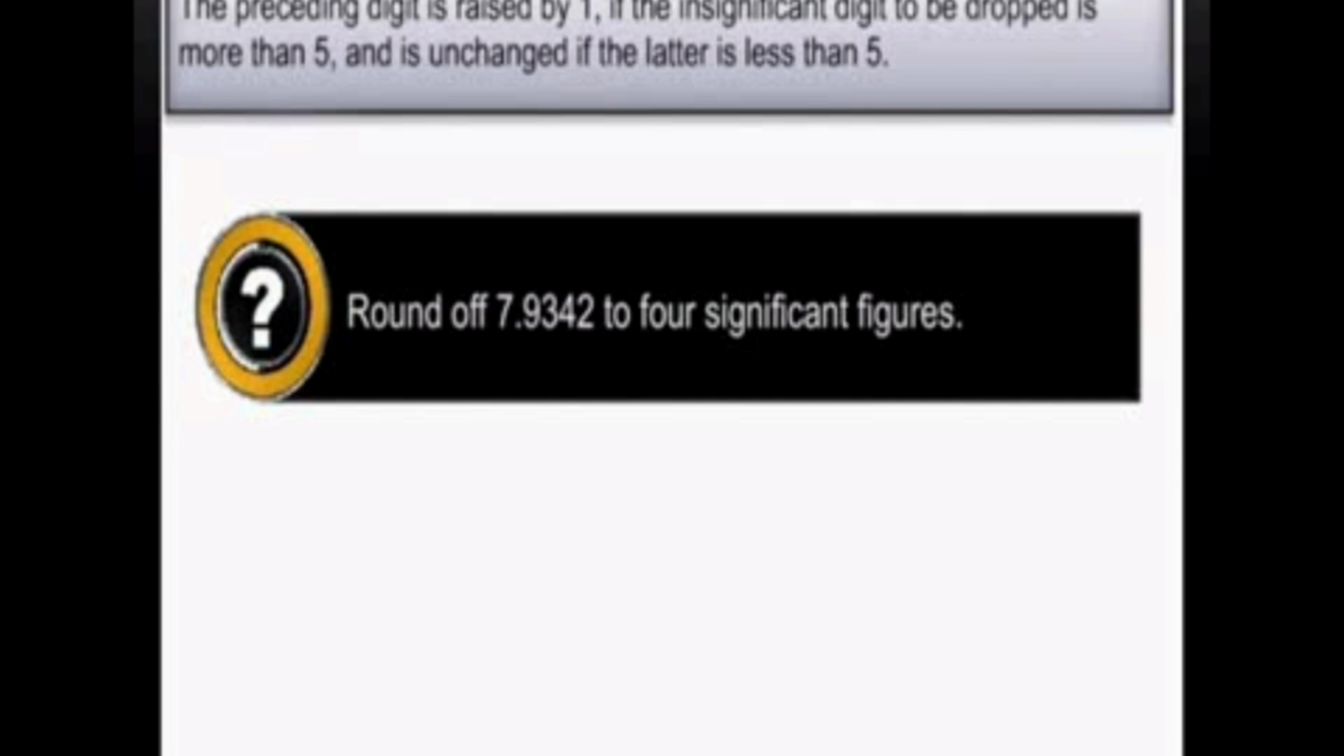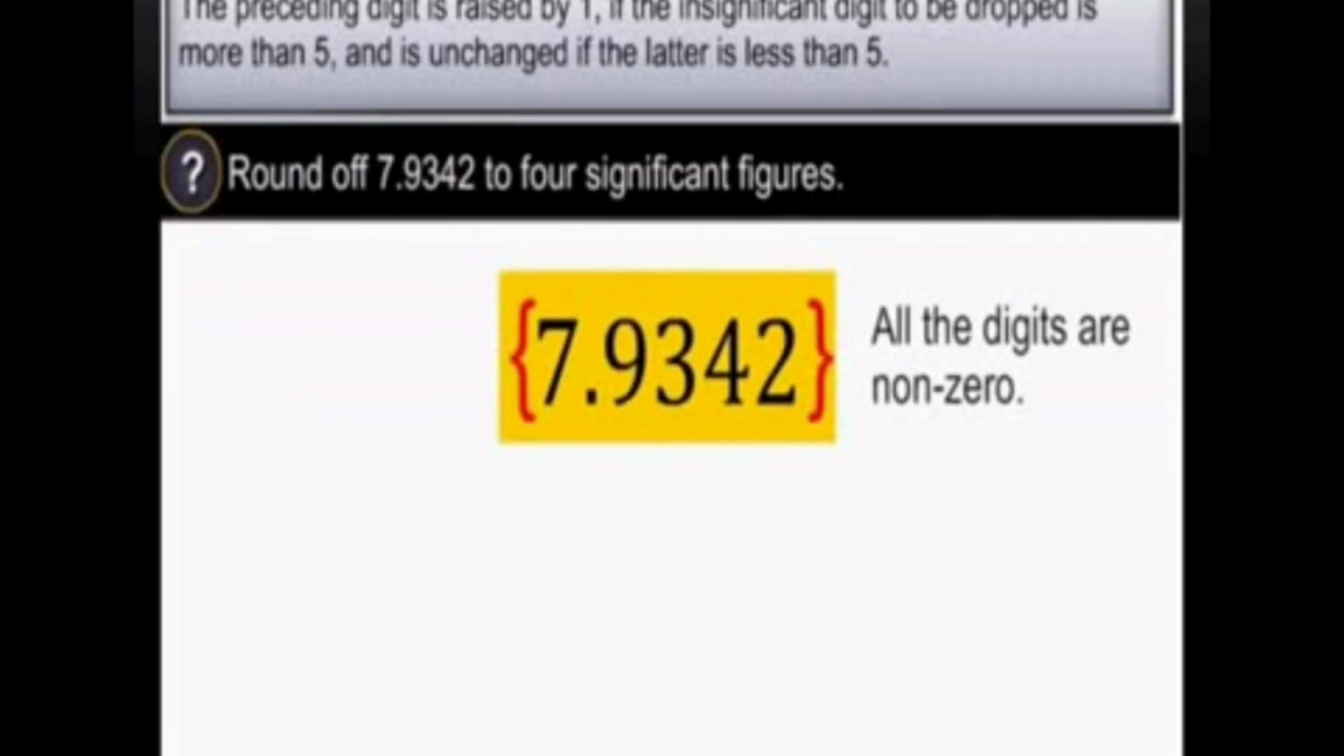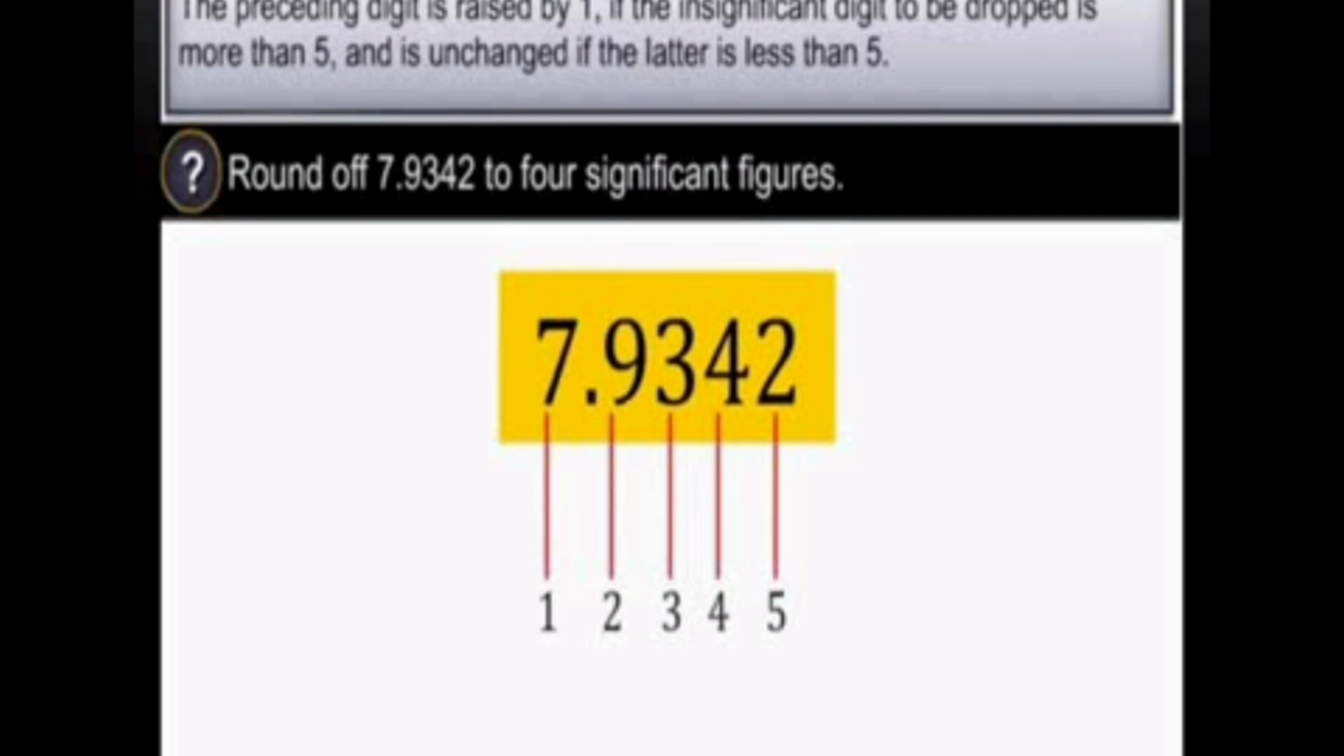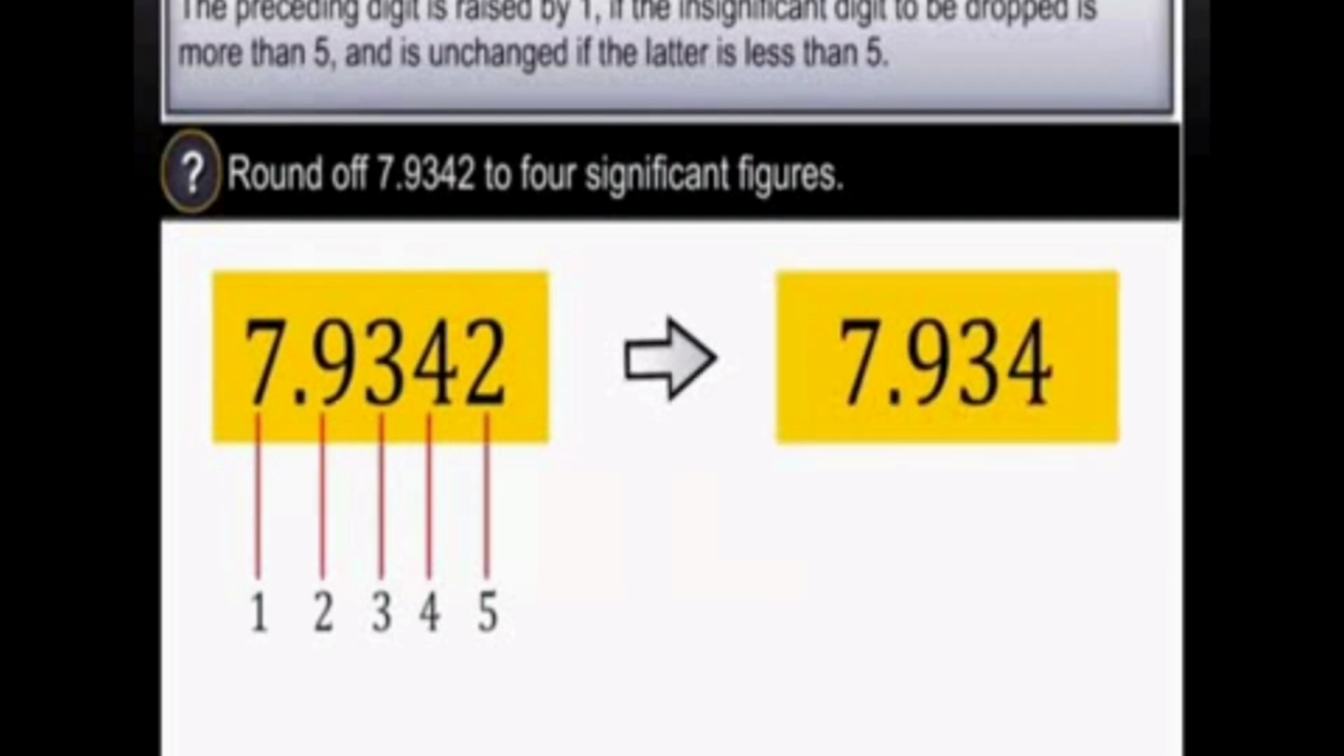Let us consider another example, 7.9342. Okay, so this number, you are rounding off this value up to 3 decimal digits. See, the final number is 2 and the fourth decimal digit is 4. Suppose we are rounding off this value, that final number is 2. It is less than 5. So you can round off this value to 7.934.